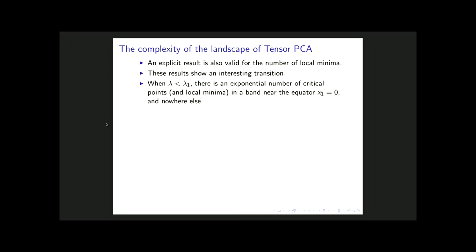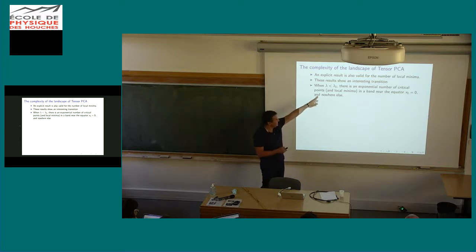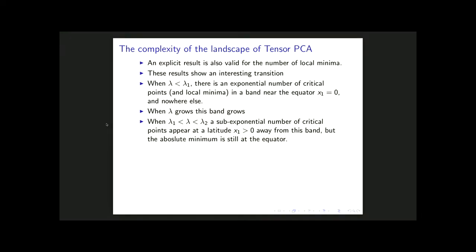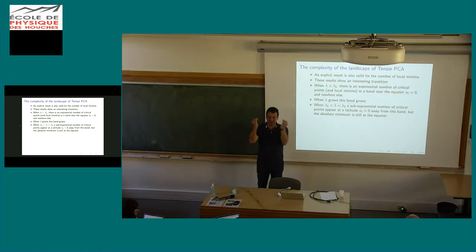There is something bizarre happening here. When lambda is smaller than a certain lambda 1, there is an exponential number of critical points in a band near the equator and nowhere else, as I said, right? You have this thing around the equator where all the mess is. Then when lambda grows, below lambda 1, this band grows. Then at some point, between lambda 1 and lambda 2, you have critical points that appear at a positive latitude. Okay? But the absolute minimum is still at the equator.